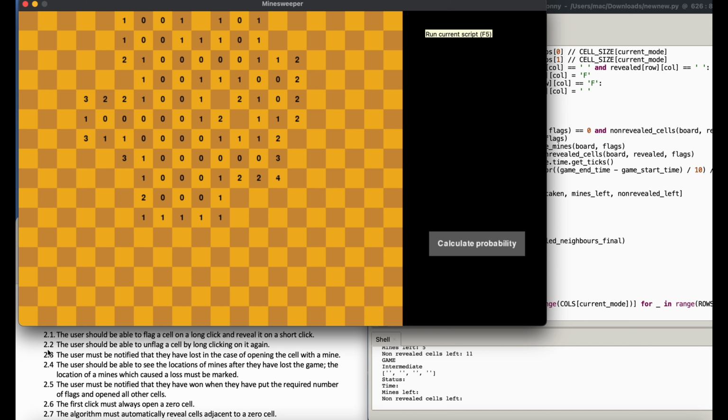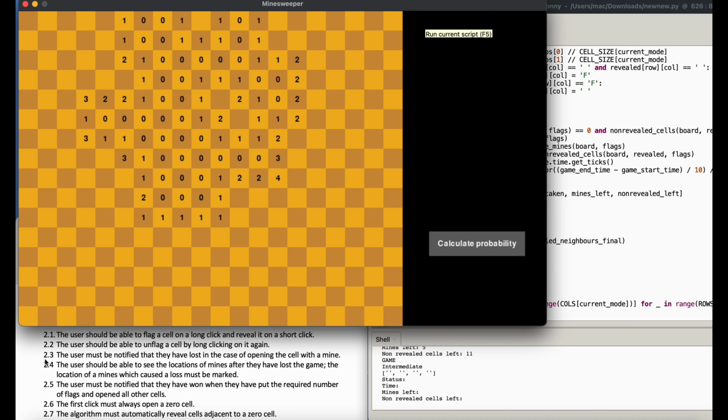Objective 2.2. The user should be able to unflag a cell by long clicking on it again. Let's flag a cell. And now I'm going to long click on a flagged cell again. We can see that we have put the flag off, and now the cell is not revealed and not flagged.